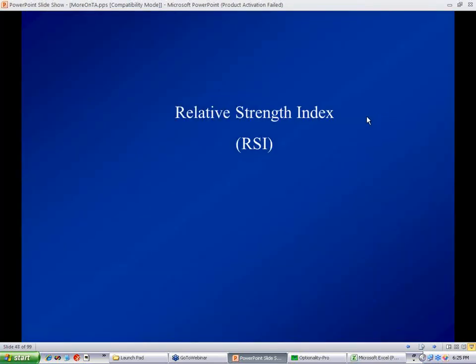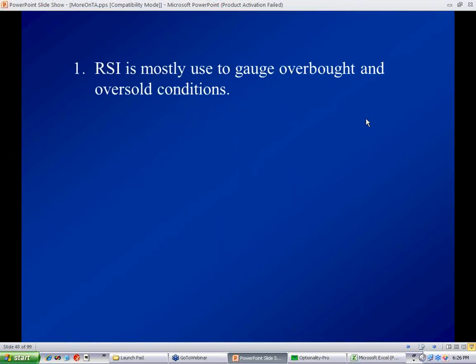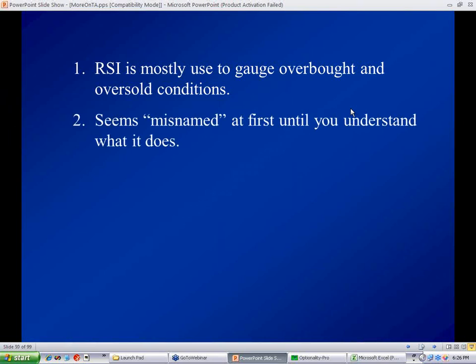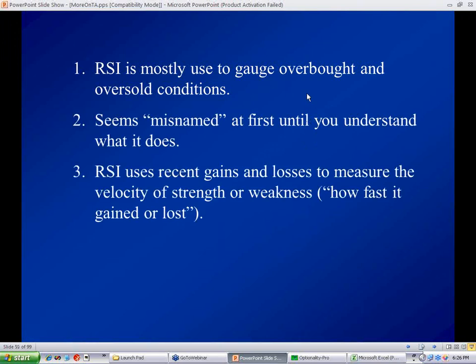Okay, another indicator we want to look at, which I use occasionally, is the Relative Strength Index, or RSI. This is actually a very widely misunderstood indicator because it's used mostly to gauge overbought and oversold conditions. However, that's not really what it measures. That's what people call it. They go, oh, look, the RSI is whatever number, it means it's oversold. Not necessarily. It's sort of misnamed at first, so you need to understand what it does.